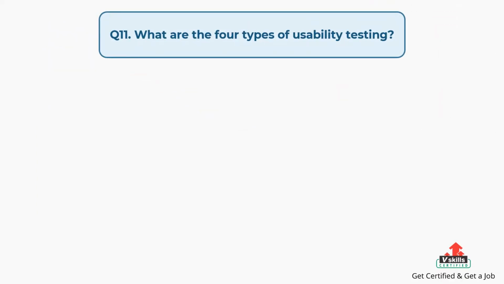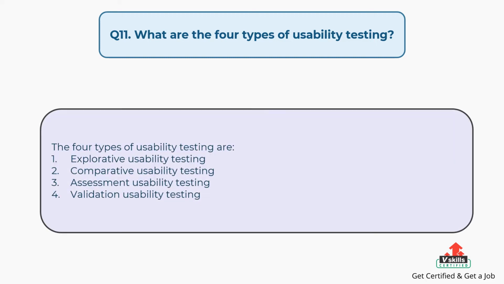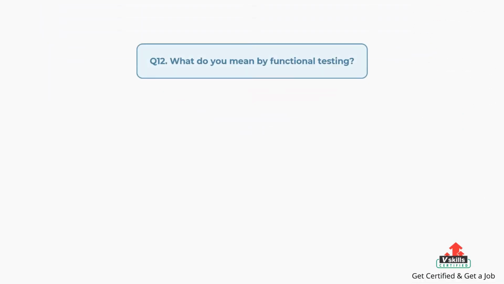Question number 11. What are the 4 types of usability testing? The answer is: the 4 types of usability testing are: first, explorative usability testing; second, comparative usability testing; third, assessment usability testing; fourth, validation usability testing.